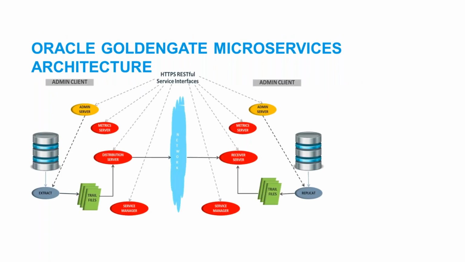So Oracle Golden Gate microservices architecture looks like this. The difference between classic and microservices architecture is that in classic architecture, things run as a process. However, in microservices, services run. You have different types of services available over here. First of all, you have the service manager. Service manager, as the name suggests, manages the services. Under service manager you have different services running, like the admin server, which is called the administration server. Then you have the performance metric server. Then you have the distribution server.